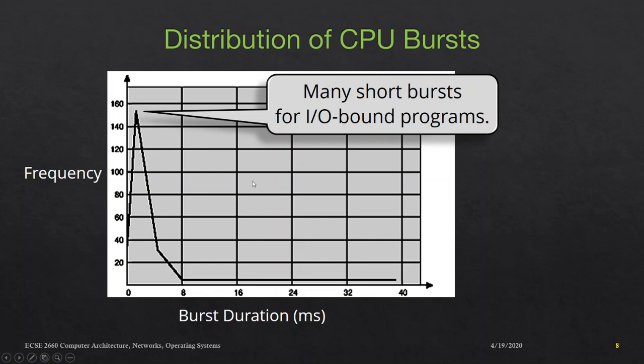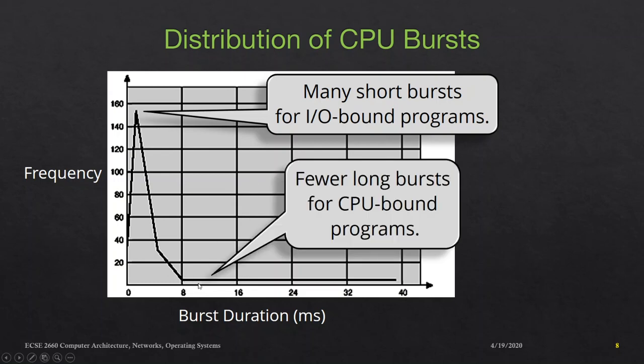And then there are going to be fewer bursts that are longer, so more than 8 milliseconds, for example. These are going to be bursts that are typically for the IO burst. So these are going to be processes that are CPU bound. So after they complete the IO, they are bound to go back to the ready queue waiting for a processor.